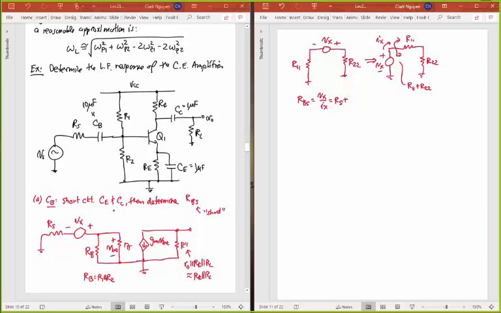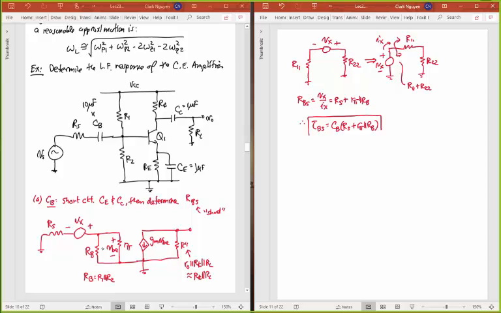which is going to be Rs plus all the resistance I see looking down here, which is going to be R pi in parallel with that RB. And so in the end, my first time constant I can write as CB times all this resistance, Rs plus R pi in parallel with RB.